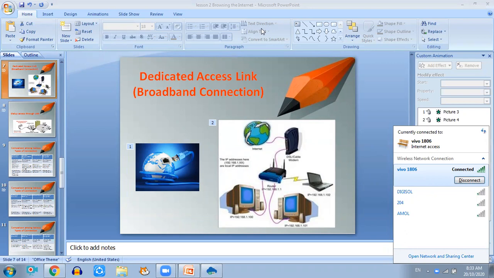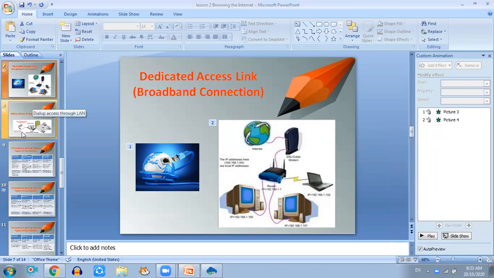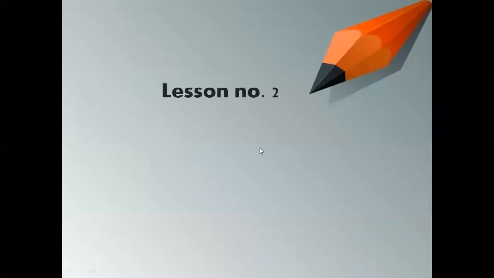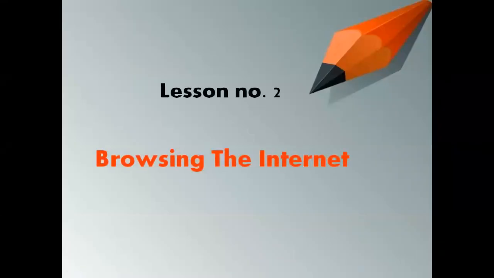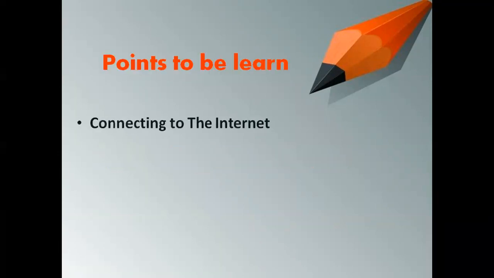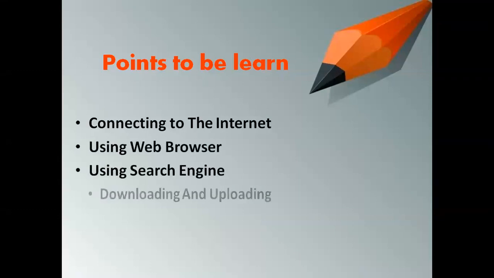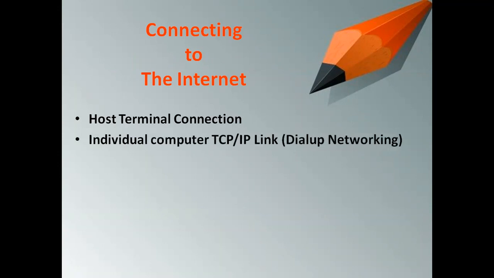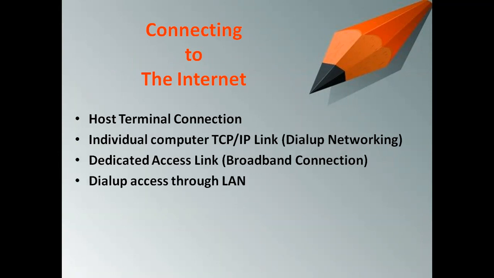So here we are going to turn to the practical session. I hope you have understood the points we have covered till now, so let's have a small recap. We started lesson number 2, the chapter named browsing the internet. The points we are going to cover through this lesson are connecting to the internet, using a web browser, using a search engine, and downloading and uploading. Till now we have covered the first point, connecting to the internet. In this we have learned four types of connection: host terminal connection, individual TCP/IP link connection, broadband connection, and then dial-up access through LAN.